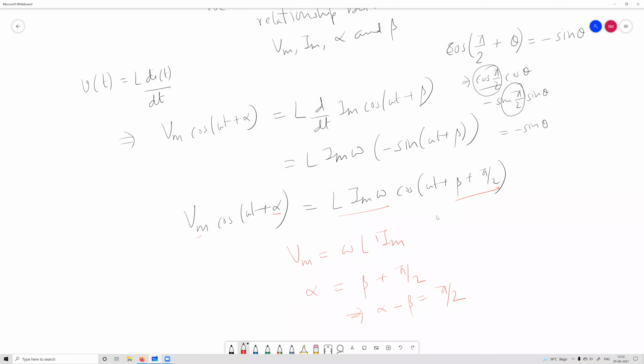Now this term, omega L, is called inductive reactance, often denoted as XL. That is equal to omega L, that is equal to 2 pi f L. This term is called the inductive reactance. Can anyone tell me the unit of inductive reactance? Ohms. Very good. Because it is simply voltage by current, that is resistance. It will have the same units as resistance.